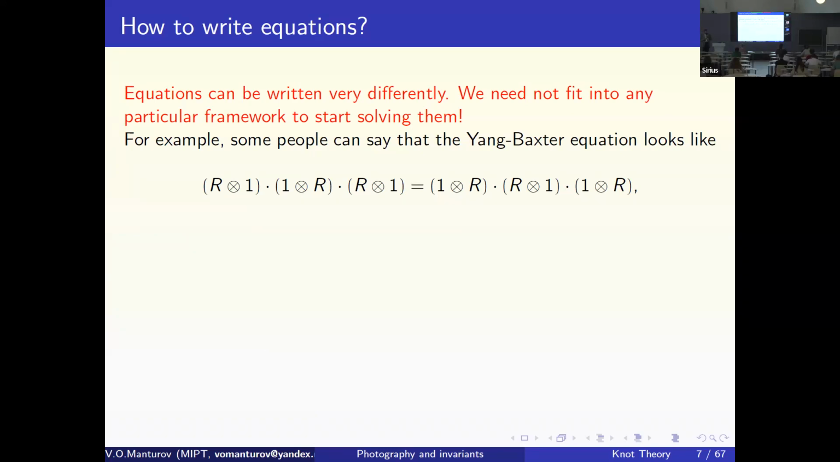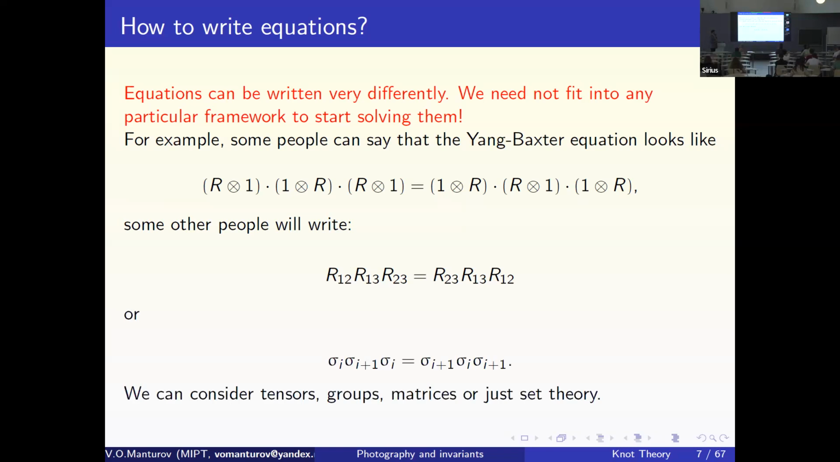Well, I'd like to convince you that it would be better not to write them down at all, but rather to draw pictures. Why? Because when we want to write an equation, there are too many different ways of doing that. For example, if we write down a Yang-Baxter equation, some people can write it like that. Some other people can write it like that. And maybe if we just look at braids, we can write it like that. But also there are set-theoretic Yang-Baxter equations and many other things.